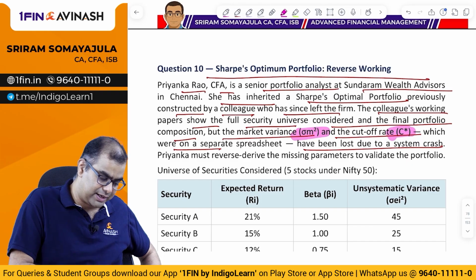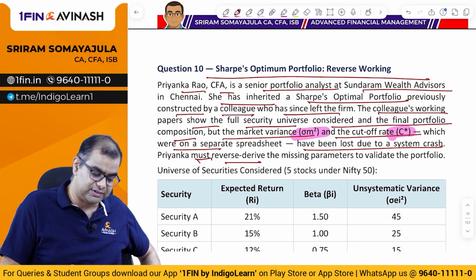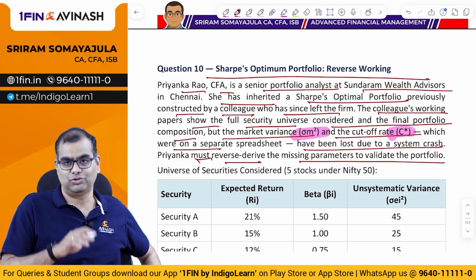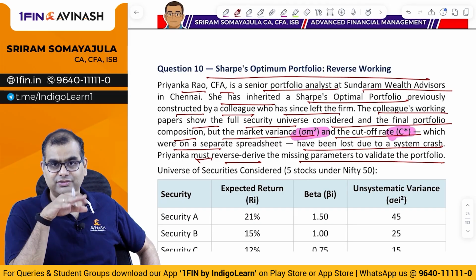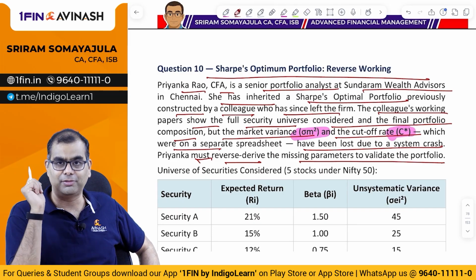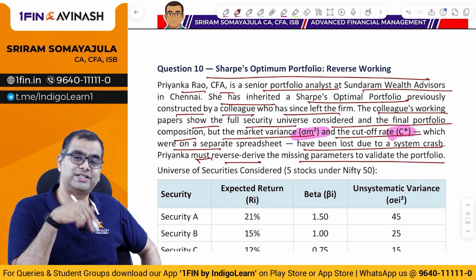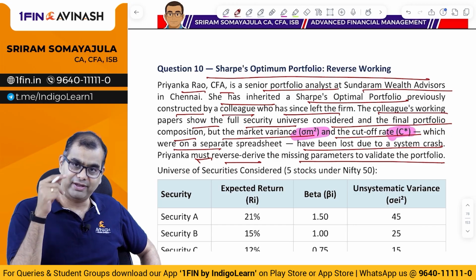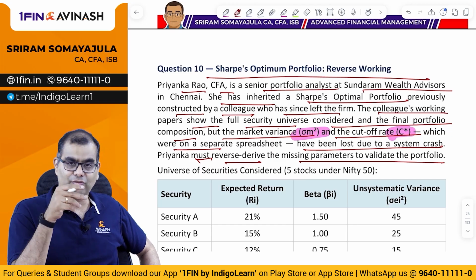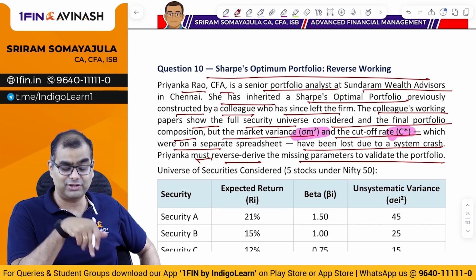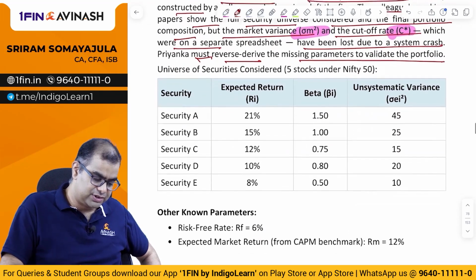Now, let us come back. Priyanka must reverse derive the missing parameters to validate the portfolio. So far, if you look at our May 26, Jan 26, it was a simple, straightforward Sharpe's optimal portfolio. This is reverse. I specifically generated a question like this. I gave AI specific instructions: do one portfolio allocation question and one like this.